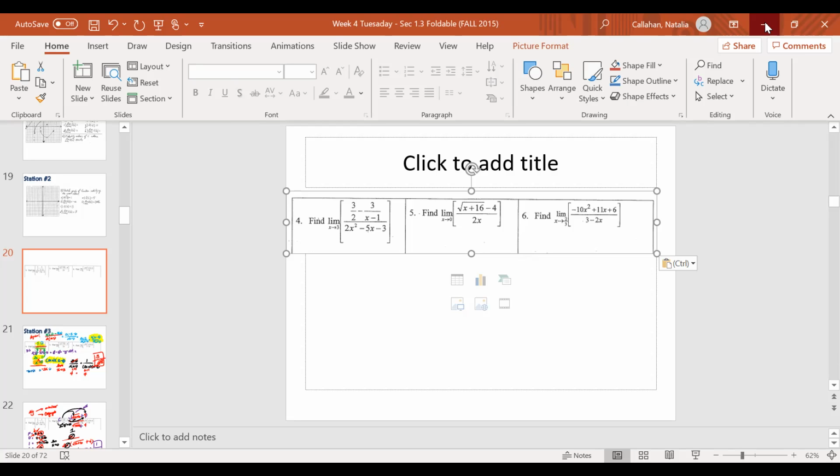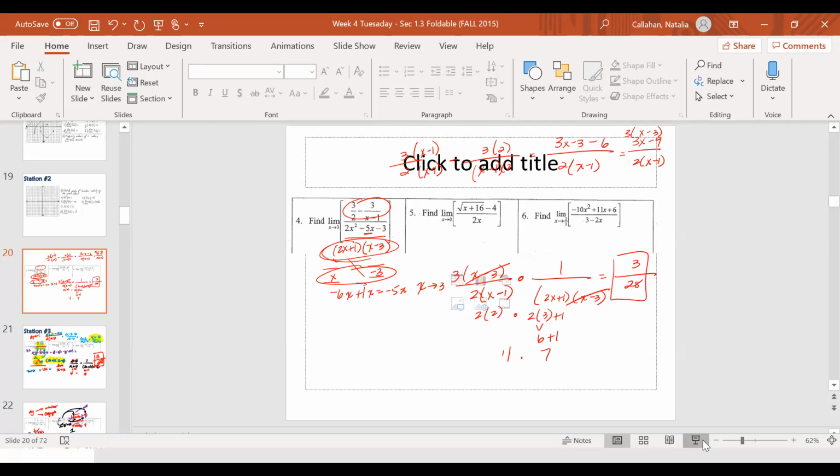Trying to figure out how do I get rid of this thing. All right, let's go ahead and try that one more time. Okay, there we go. Now it's gone.